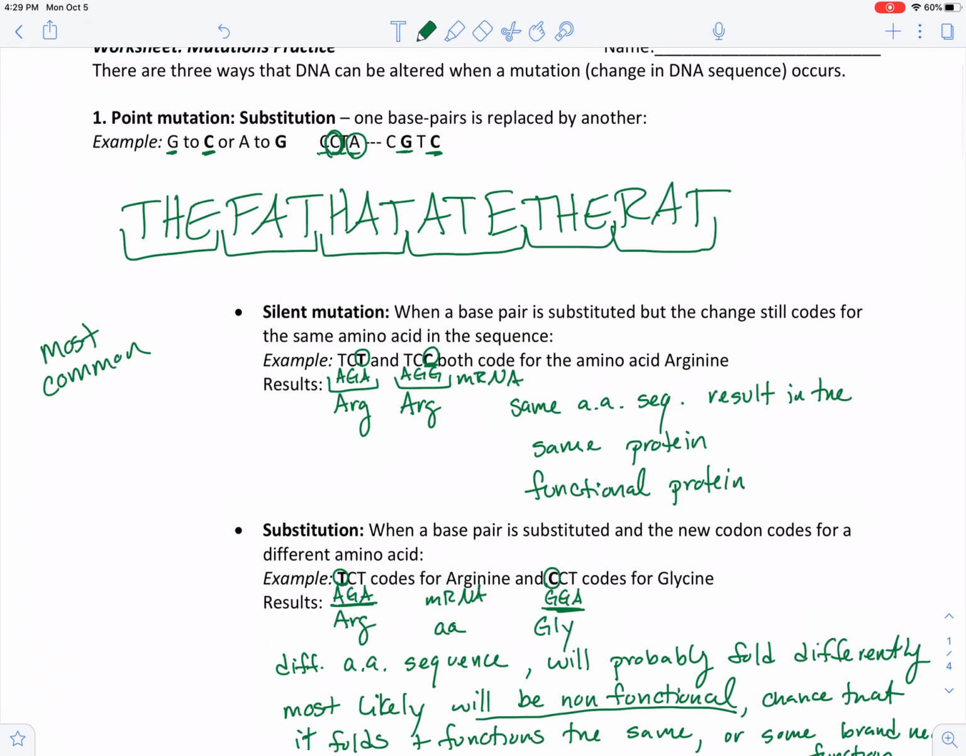So again, if I were looking at this, maybe I had a point mutation that says, thy fat cat ate the rat. So in that case, I still have this point mutation, but the sentence reads really similarly. And so maybe it's similar enough that it still functions okay.